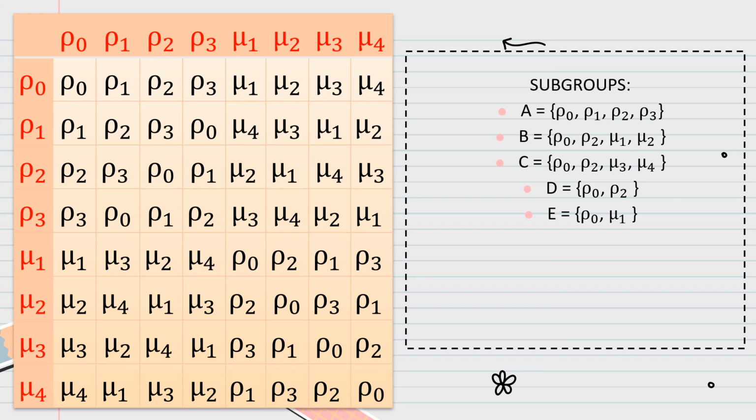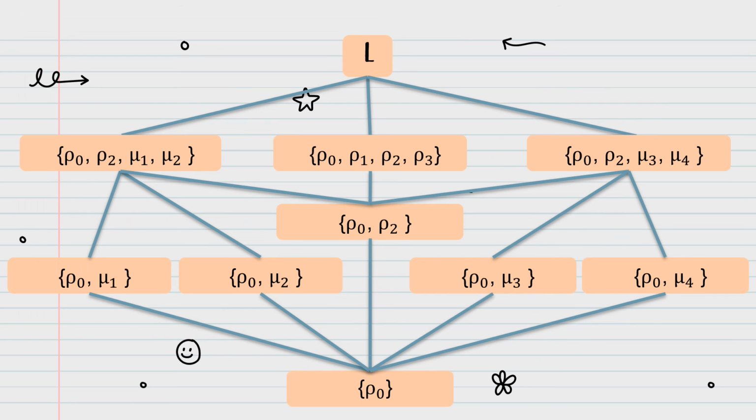E equals rho sub 0 and mu sub 1. F equals rho sub 0 and mu sub 2. G equals rho sub 0 and mu sub 3. And lastly, H equals rho sub 0 and mu sub 4. And for the trivial subgroup that we referred to in the previous slides, I equals rho sub 0, which represents the identity element as well. And of course, we may now be able to construct a lattice diagram for the said group. And this is how it looks like.